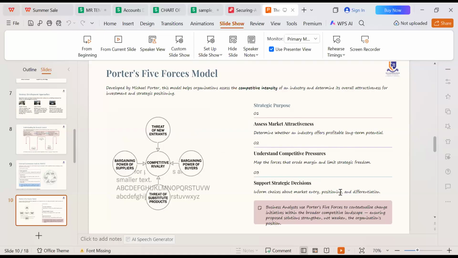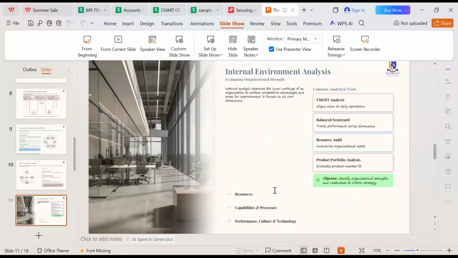As BAs, let us ensure that we try to use Michael Porter's 5 forces to be able to drive change and to have proper positioning in the organization. Are we good, people? All right.